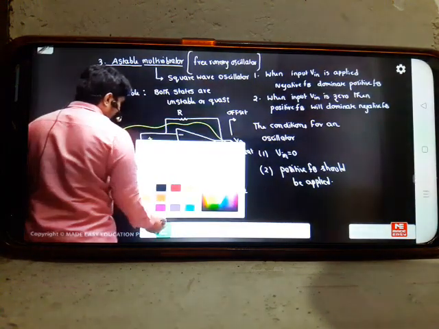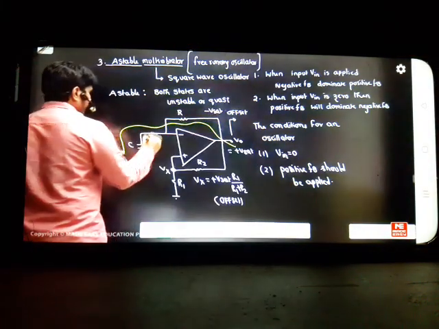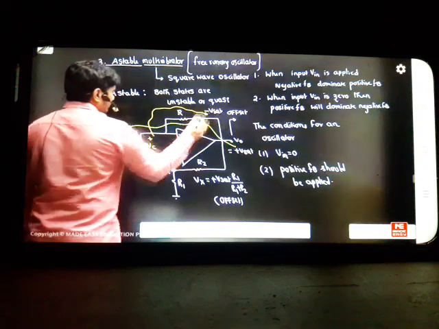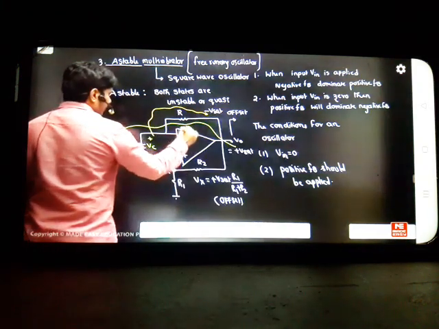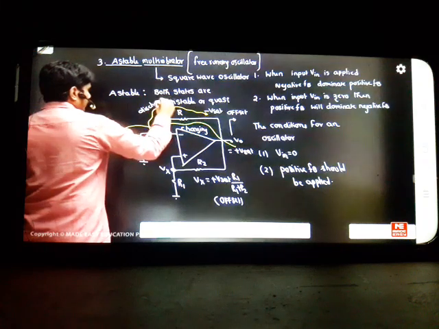Suppose the answer is changed to minus V sat, then automatically this capacitor, whatever it has charged, will try to discharge. So one is charging, one is discharging. This is called charging when you are at plus V sat. When it comes to minus V sat, it will try to discharge. This concept is called a free running oscillator.